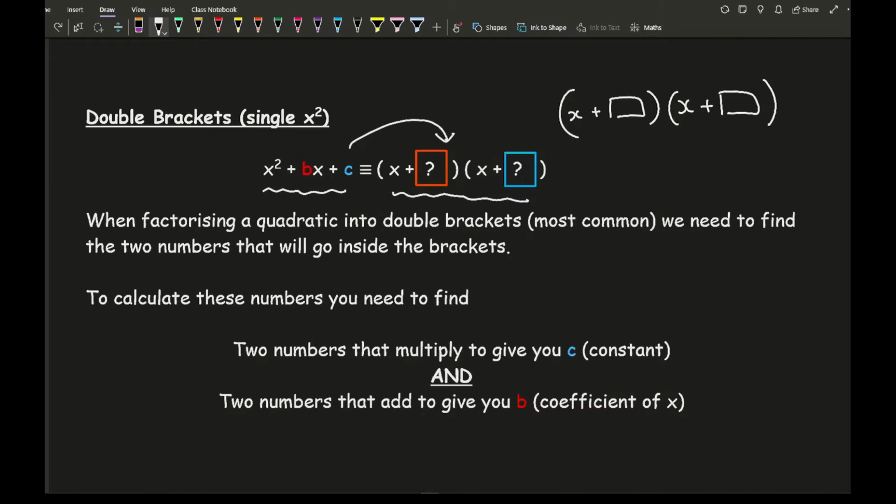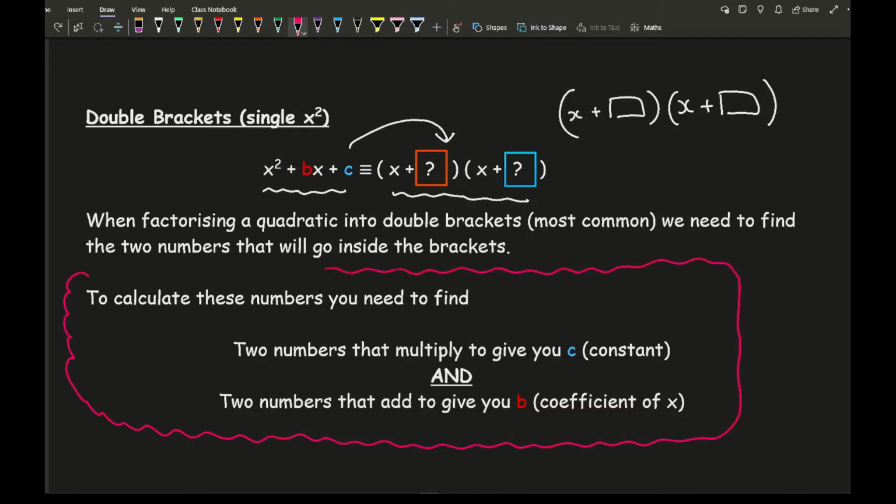Now to calculate these numbers, this is the general rule: we need to find two numbers that multiply to give you c, which is the constant, in other words the term that hasn't got an x, and which is the most important thing. We want the same two numbers to add together to give you the coefficient of x, which is what we call the b value. So for example, if I had x squared plus 6x plus 18, then what I'm looking for is two numbers that multiply to give you 18 but added together to give you 6. And that's how you get it.